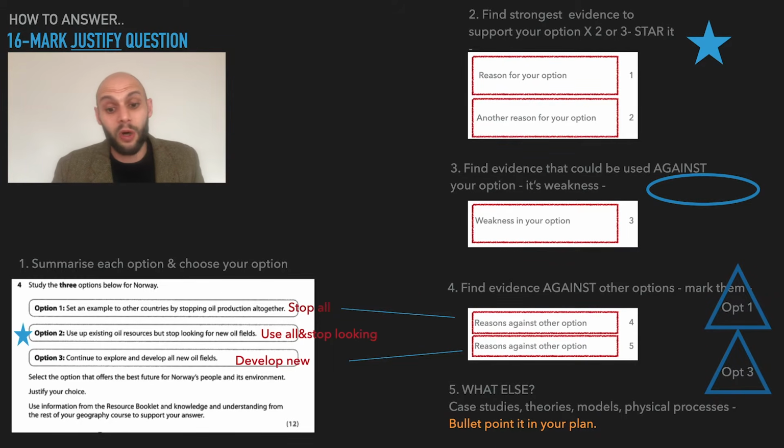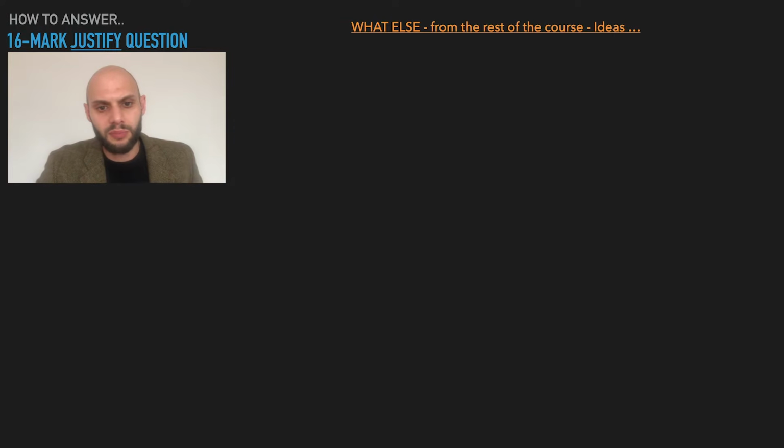Lastly then, what else? This is where the rest of your geography knowledge will come in. It's not going to play a huge part, but even if you use 1 or 2 words or a sentence, the examiner will notice this. So what else can you include from other parts of your geography course? It could be case studies, theories, models, physical processes. Bullet point that in your plan. So what I mean is this. For example, what else from the rest of your course?